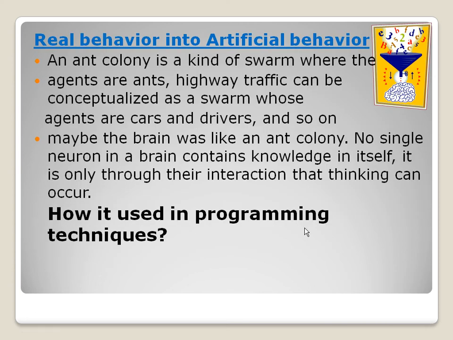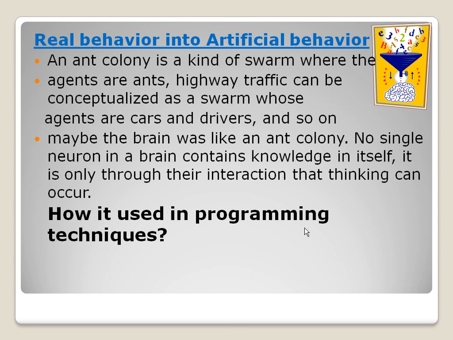An ant colony is a kind of swarm where agents are ants, and highway traffic can be conceptualized as a swarm whose agents are cars and drivers, and so on. Maybe the brain is like an ant colony. No single neuron in the brain contains knowledge in itself. It is only through their interaction that thinking can occur.